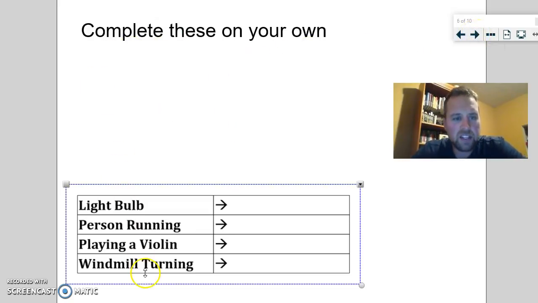Okay, I have these four to do on your own. You have a light bulb, a person running, playing a violin, and a windmill turning. So think about what type of energy it starts as, and what does it end as. So when you turn on a light bulb, where's the energy coming from, and what does it turn into? When a person runs, where do they get their energy, and what do they turn it into? When you play a violin, what type of energy comes out of that? And then think about where a windmill gets its energy from. Now, some of these can be the same. It starts as one and ends as the same one. So that can happen. So pause the video now and see if you can fill these in correctly.